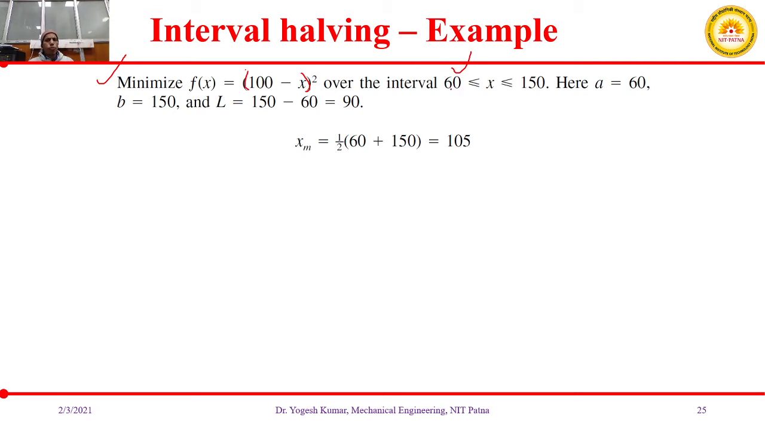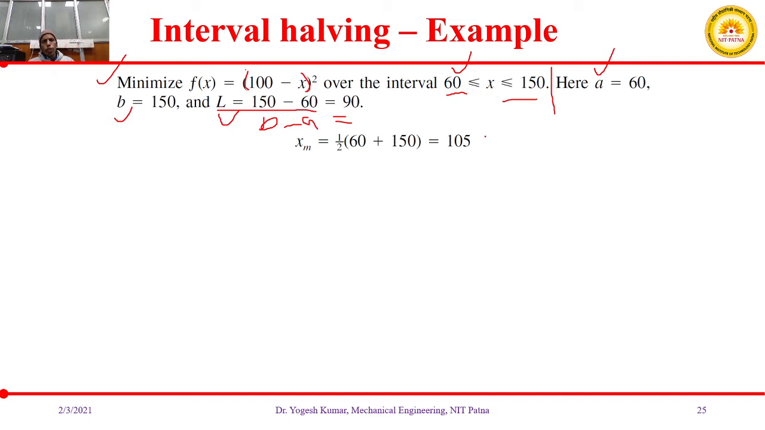Through the bounding phase, suppose we have identified that your optimum value is lying between 60 to 150. So we may write it as 60 is less than or equal to x is less than or equal to 150. So here we can see a is 60, b is 150, and l, the length of your search interval, you can find out by using the formula b minus a. So this is 150 minus 60 equal to 90.